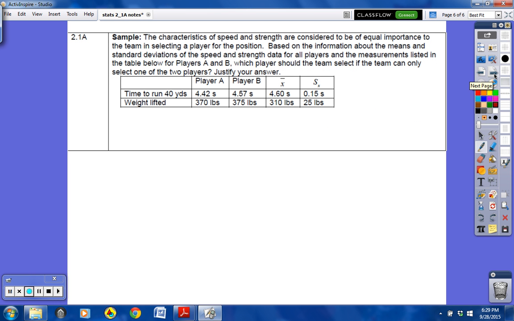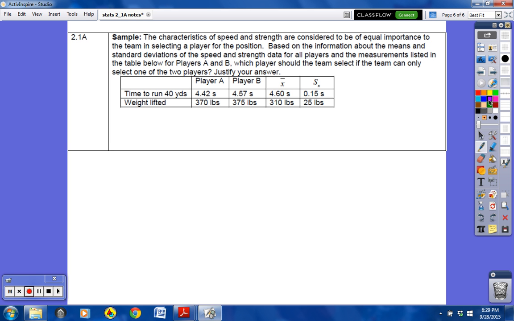Okay, so we have one more problem, and this one actually comes straight from an AP exam. I can't remember the year, but I want to say it was around 2008 or so. The characteristics of speed and strength are considered of equal importance to the team in selecting a player for the position. Based on the information about the means and standard deviations of the strength and speed data for the two players and the measurements listed in the table below, which player should the team select if the team can only select one of the two players?